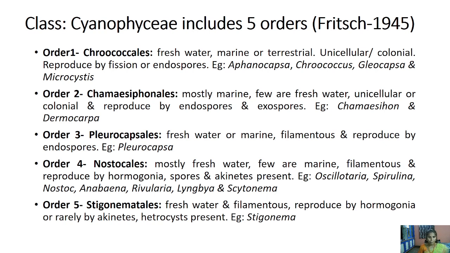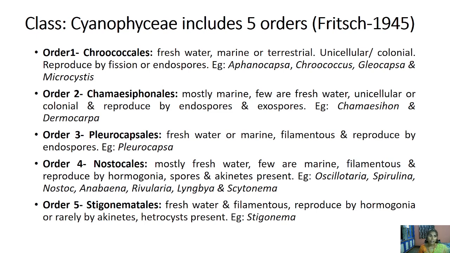Order 4, Nostocales. The members are mostly freshwater, a few are marine, filamentous, and they reproduce by hormogonia, spores, and akinete formation. Examples under Nostocales include Oscillatoria, Spirulina, Nostoc, Anabaena, Rivularia, Lyngbya, and Scytonema, where the majority of them possess heterocysts, which help in nitrogen fixation. Order 5, Stigonematales, which includes freshwater and filamentous forms, which reproduce by hormogonia or rarely by akinetes, and heterocysts are present. Example, Stigonema.